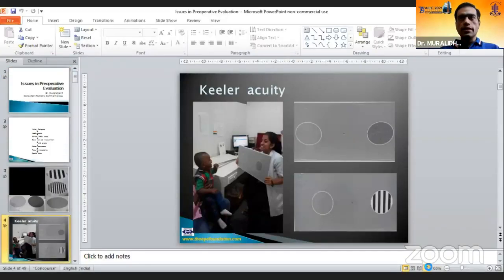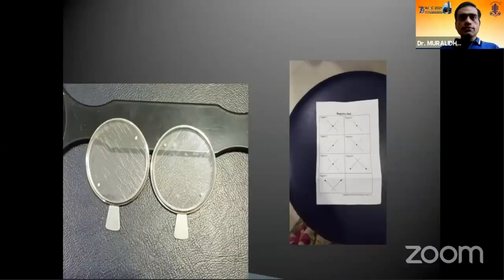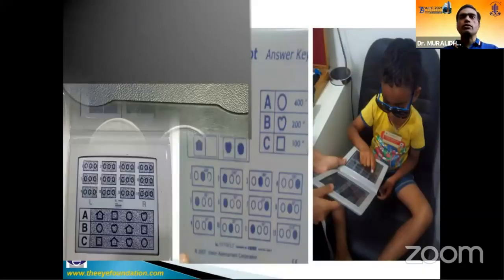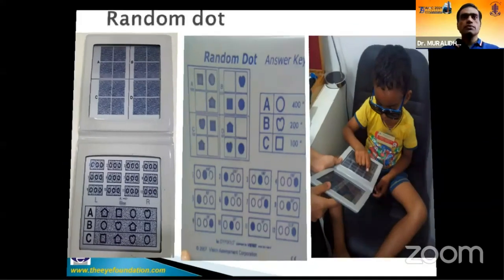This is the Keeler Acuity cards. So this is the Keeler Acuity card, essentially a modification of Teller Acuity cards. And these are tests for sensory evaluation, namely Bagolini glasses. Bagolini glasses are very useful for checking binocularity. And this is the random dot stereopsis. So stereopsis also, it is the main reason why we do strabismus surgery, first of all.